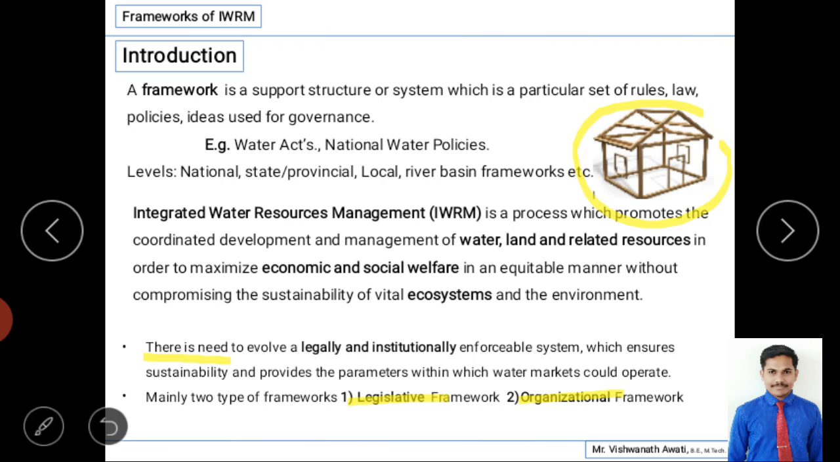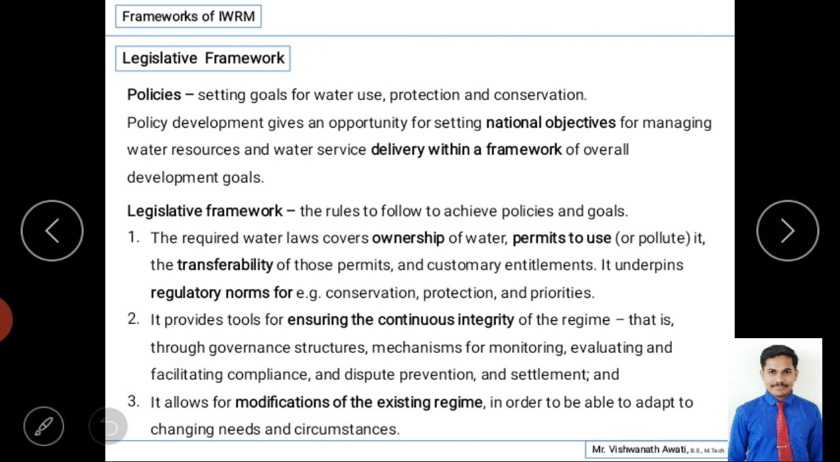It is related to institutes. How do the institutes work, which kinds of levels are there, where is the boundary, right? Whether it is a state level institute, national level institute or local level institute, mainly the institute's duties and the hierarchy of the institute, right? That is what is called an organizational framework. So now we will study the legislative framework. Before that we have to understand the policies, right?